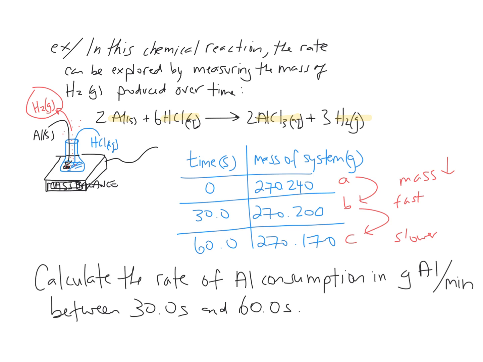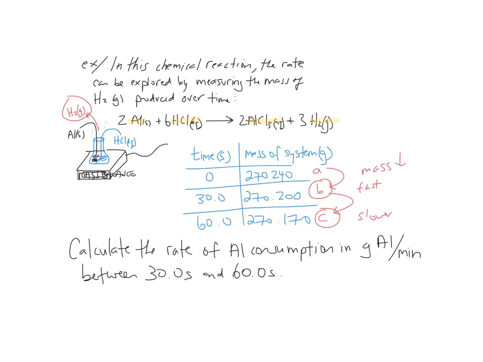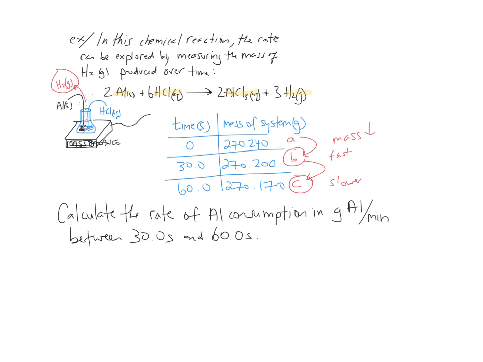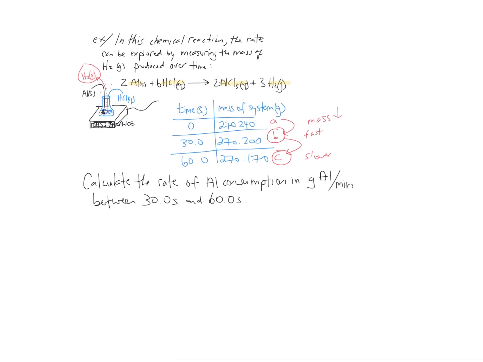Anyways, the question is this: calculate the rate of aluminum consumption in grams of aluminum per minute between 30 seconds and 60 seconds. So we're basically looking at between point B and point C. To put it in other terms, this is defining the period over which we want to see how fast the aluminum is used up. So let's take a look at this. How are we going to tackle this?